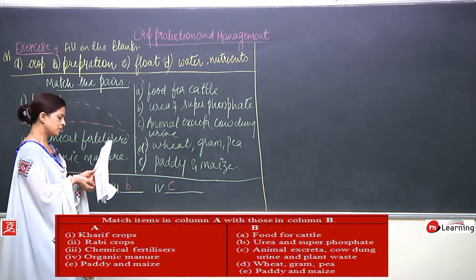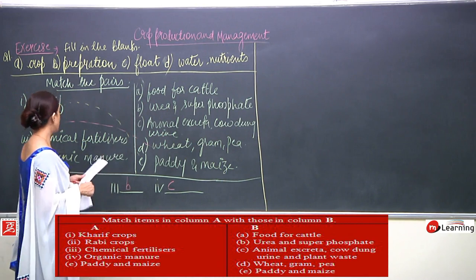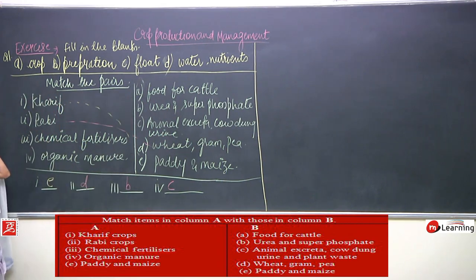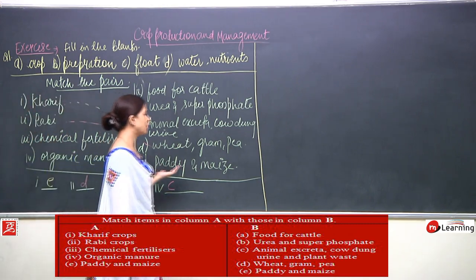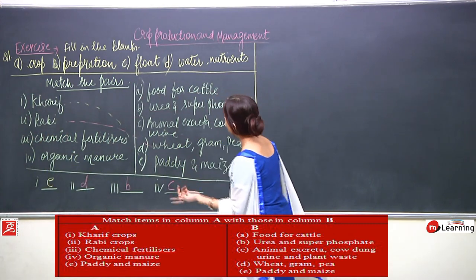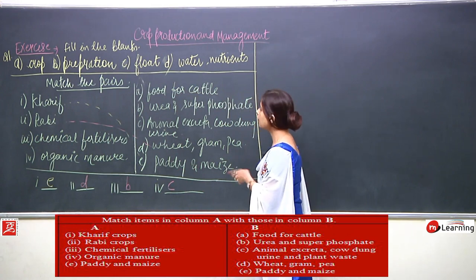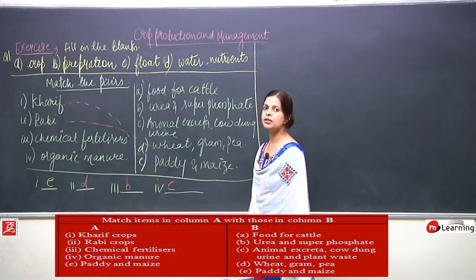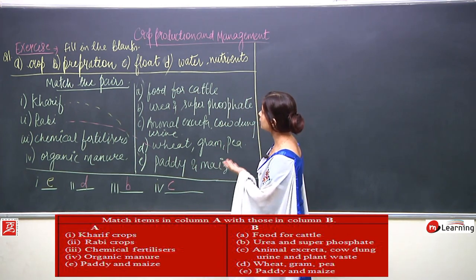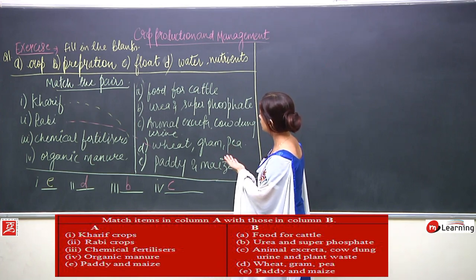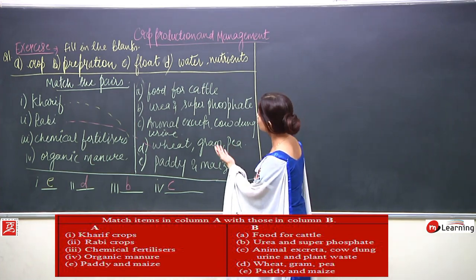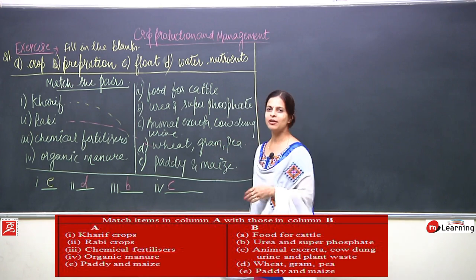Okay. So now this was about the match the columns pair. Kharif crops we have got paddy and maize. Rabi we have got wheat and gram. Chemical fertilizers, obviously urea. And organic manure is animal excreta, cow dung and urine.